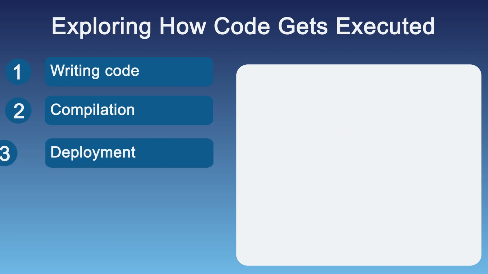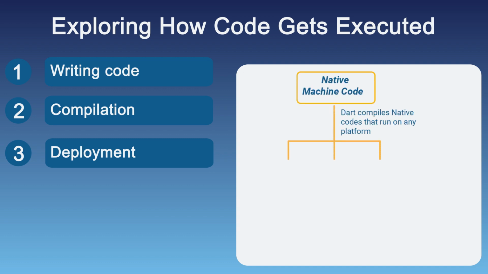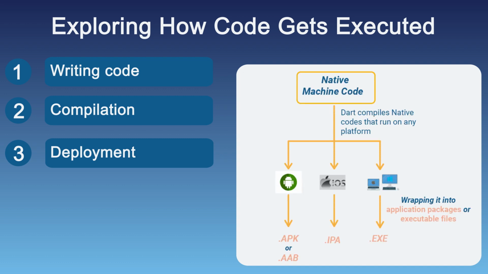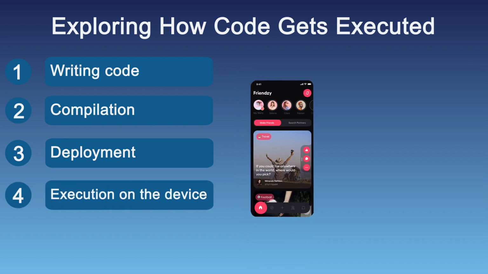Once we have our native machine code, it's time to package it up. For Android, we wrap it into an APK or AAB file. For iOS, into an IPA file. And for desktop platforms, into an executable file like an .exe for Windows. Think of this as wrapping a present before giving it out. It needs to look good and be ready for use. All right, now comes the exciting part.